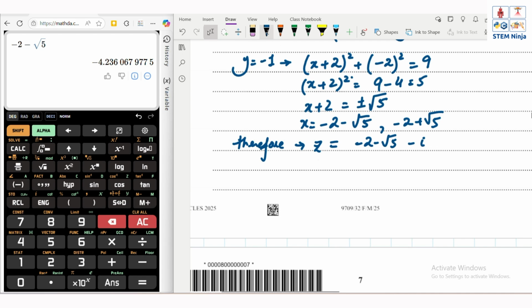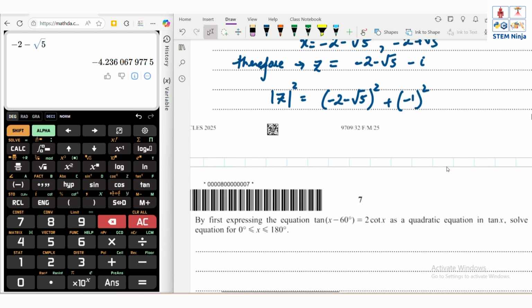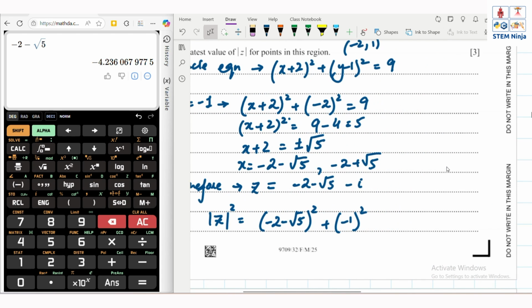So therefore, we need the mod now. First let's go with the square. So you have -2 minus root 5 whole squared plus -1 whole squared. Let's do this over here.